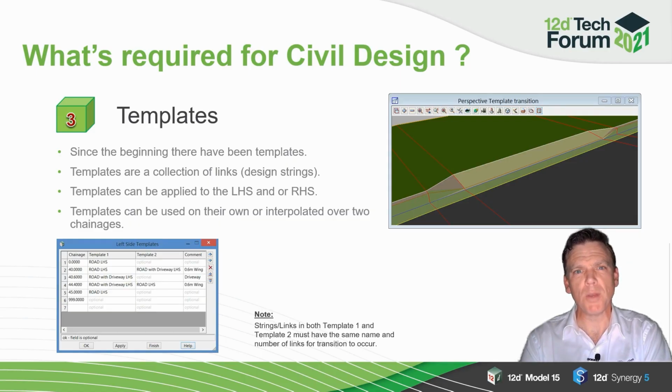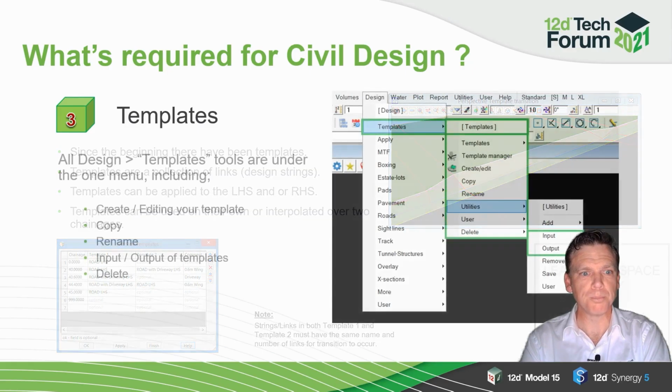So the 12D model templates have been around since 12D started. Essentially, they're just a collection of links that you'll see in a moment, and we can run those down the left or the right hand side of our reference string or alignment. They can be used on their own, or we can also use multiple templates and interpolate between the templates, but quite typically one template is used on the left or the right, and this has often been replaced now with snippets also in later versions of 12D model.